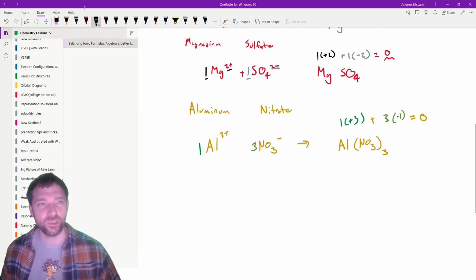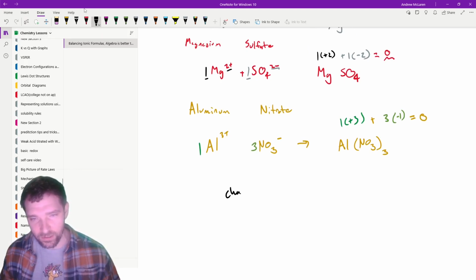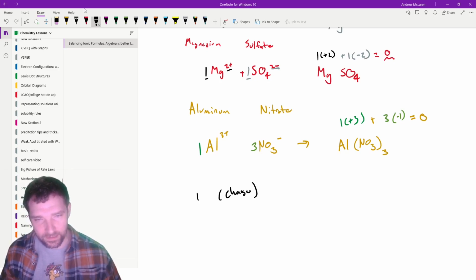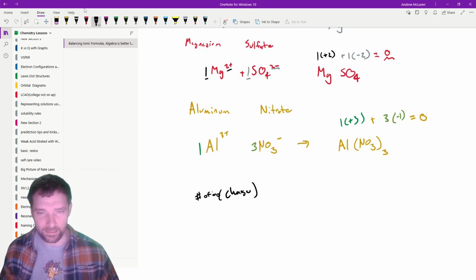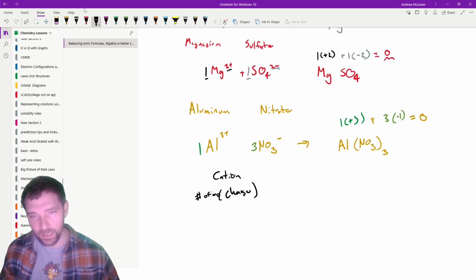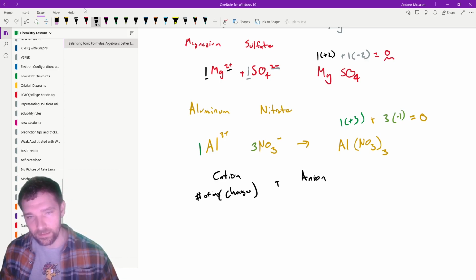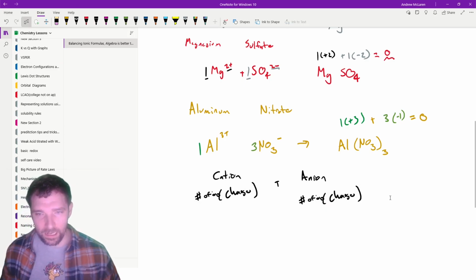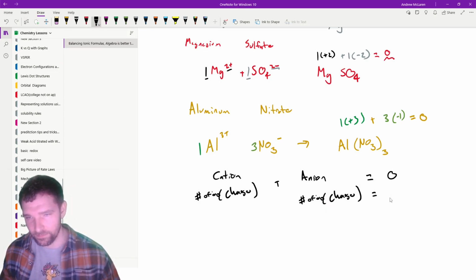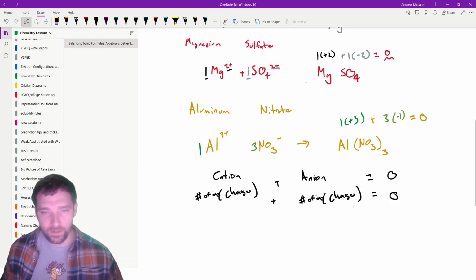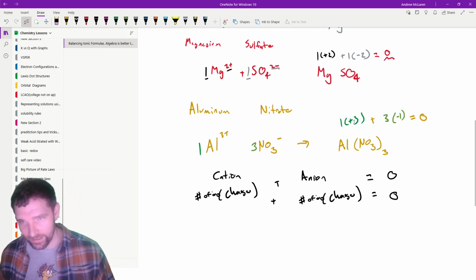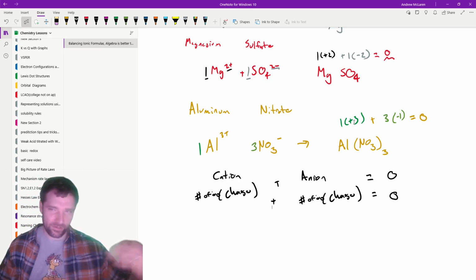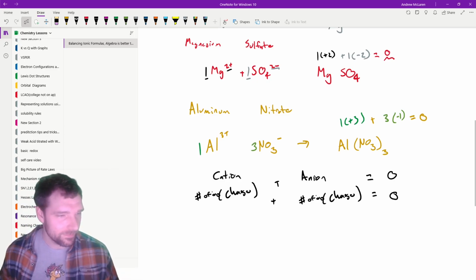So if I were to generalize what we've talked about here, there's the charge times the number of ions, and you do that for the cation, and you also do that for the anion, so the charge and its number of ions, and that should add up to 0 between those two things. So whatever number you have for the number of ions times the charge per ion, and then you add them all up, and they should cancel out. All right, I think that's it.